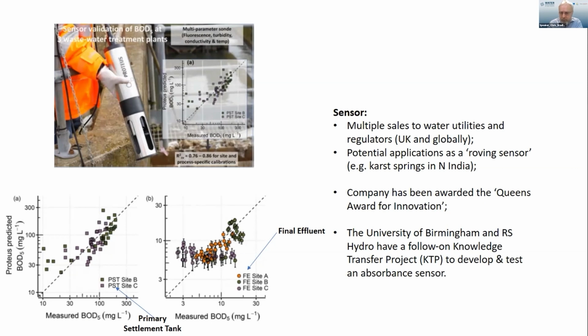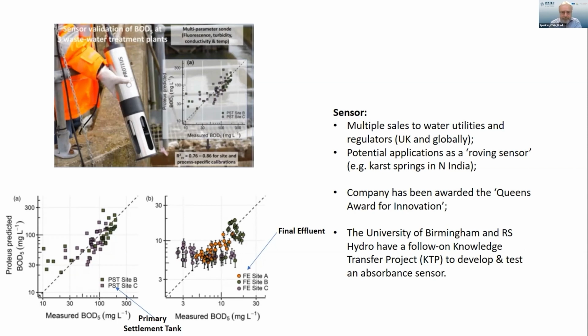We also have a follow-on KTP, a knowledge transfer project, that's looking at developing and testing an absorbance-based sensor. And we are effectively carrying out ongoing validations of the sensor output that you see in the two graphs here, which look at estimates of biogeochemical oxygen demand in final effluent in the water treatment works and in the primary settlement tank. So one of the hopes of this project is that we can secure more sales and ensure that operations for water treatment can be carried out more efficiently and more effectively.